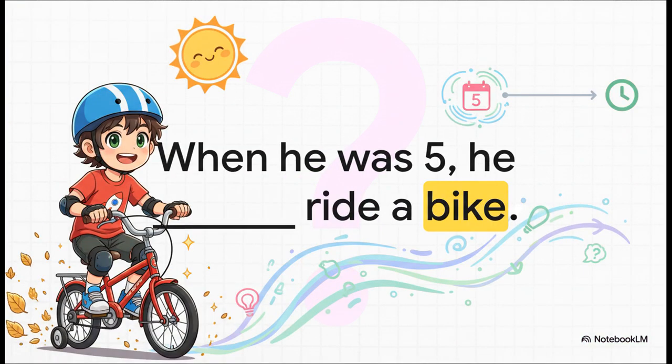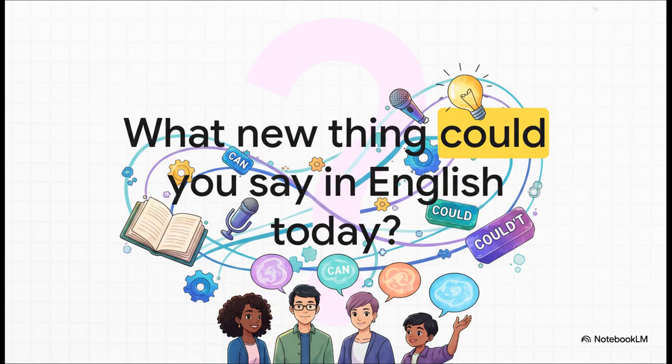And for the last one, when he was 5 years old, he blank ride a bike. Okay, what's the most important clue in that sentence? The timing, right? When he was 5, that's the past. So the word we need is could. He could ride a bike. And that's it. It's really that simple.